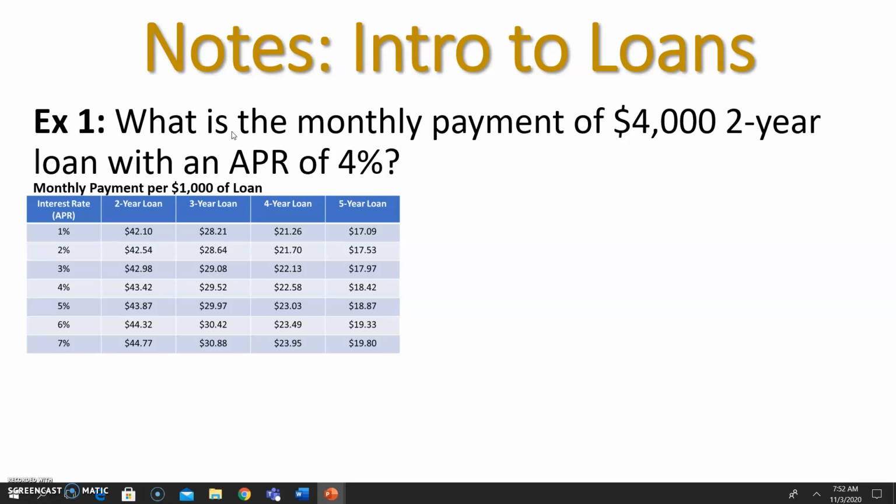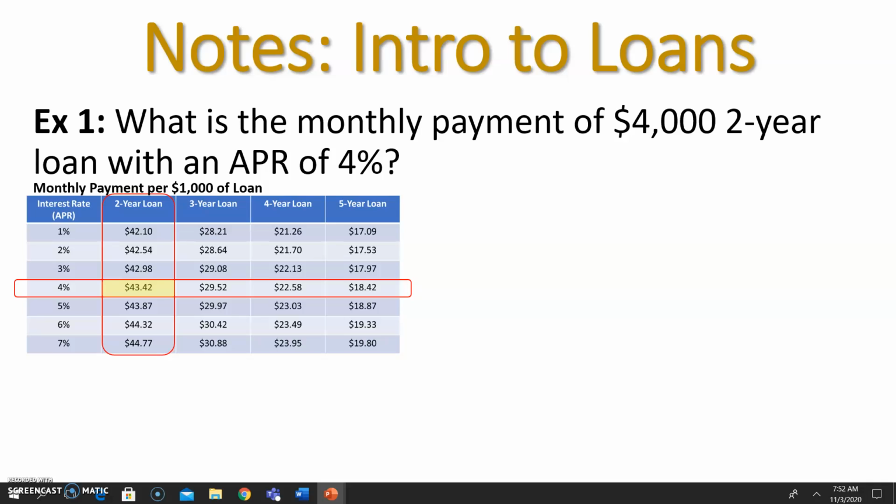Example 1. What is the monthly payment of a $4,000 two-year loan with an APR of 4%? The first thing we need to do is identify the row that corresponds with our interest rate. Here we see that our interest rate is 4%, so that is the fourth row. And we can see that the term of the loan, or the length in which we're going to be paying back, is 2 years, so that's this column. The place at which these two intersect shows us our monthly payment per $1,000 borrowed.